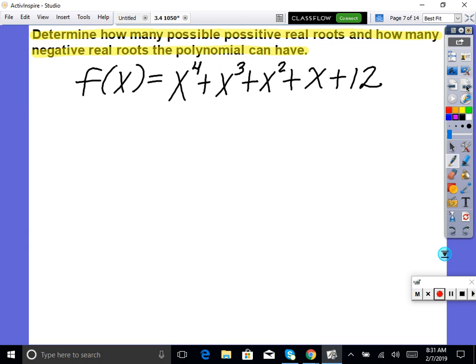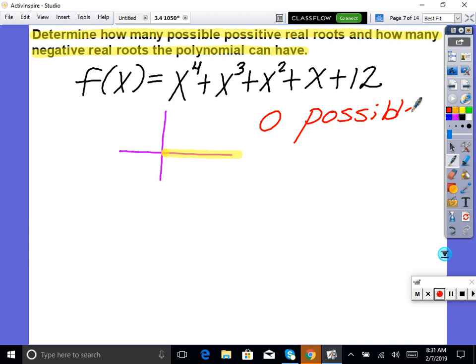It says determine how many possible positive real roots and how many negative real roots the polynomial can have. Notice it does not say anything about Descartes' rule of signs, so that's something you'll have to memorize. I'm going to use Descartes' rule of signs and count how many changes of signs. So right now, let's find the positive. Remember, we're going to find how many times it crosses the positive x-axis. Ready? So we count. How many sign changes do you see? 0. So this is actually really helpful. There are 0 possible positive real roots.